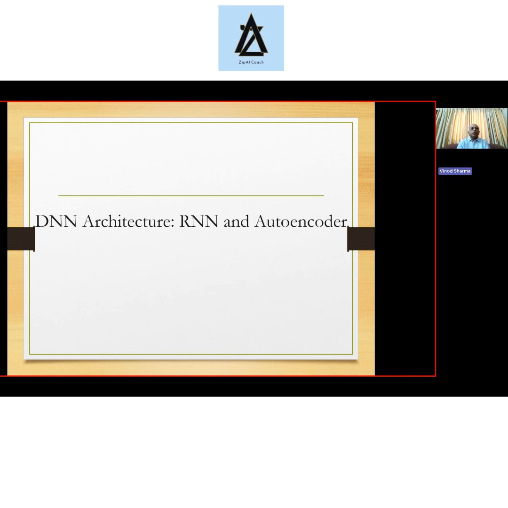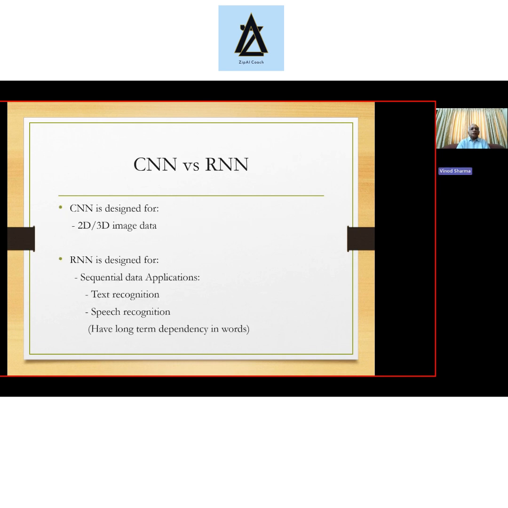In today's video, we are going to continue our study of DNN architectures. The last video we studied CNN, and today we'll continue on RNN and autoencoders. CNN was designed for 2D and 3D image data, and RNN in particular is specifically designed for sequential applications, for example, text recognition, speech recognition, and so on.